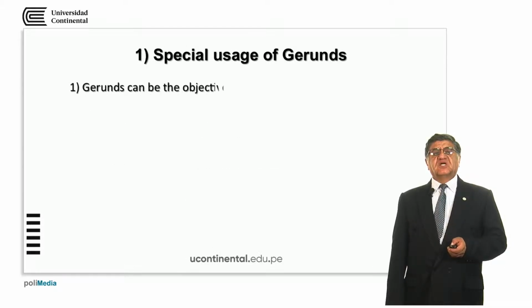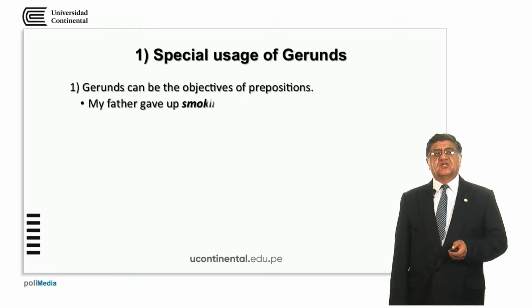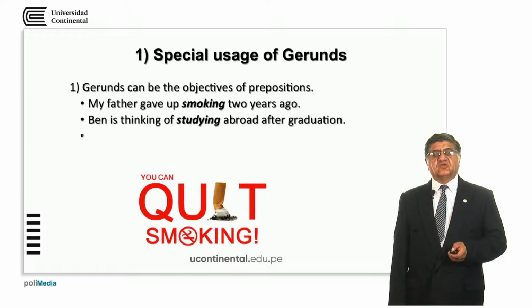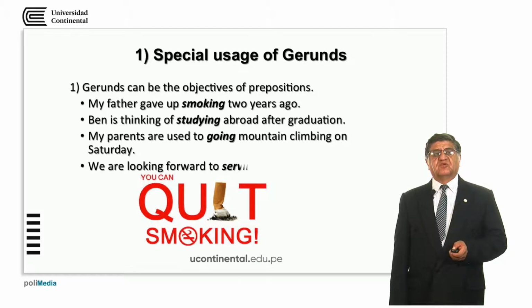Okay? Some gerunds will have particular uses. For example, object of a preposition. A gerund can be the object of a preposition. My father gave up smoking 2 years ago. Good for him. Smoking is the action of smoke in a noun form.